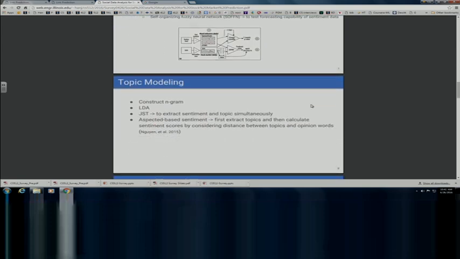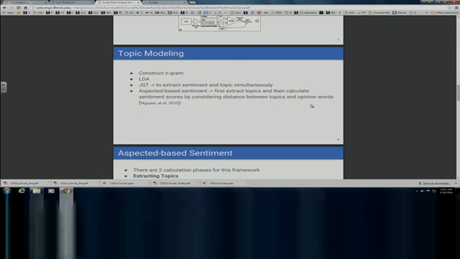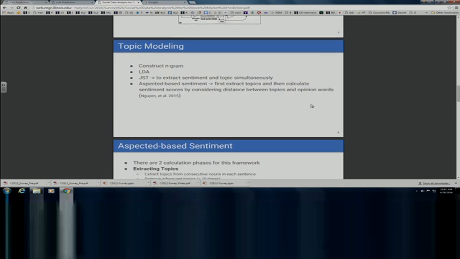So now, after we ensure that the sentiment information can be used in the model, next we have to do some topic feature extraction. The easy way is just to do topic modeling. There are many options we can use, for example constructing n-grams, using LDA, or using JST, which is a framework to extract sentiment and topic simultaneously.